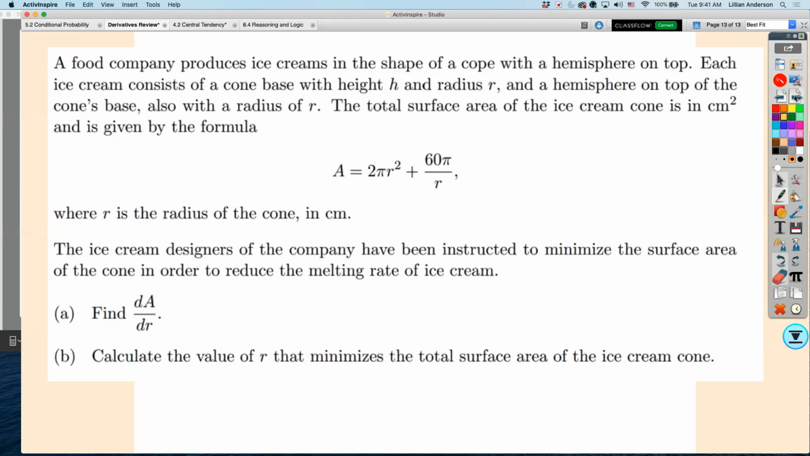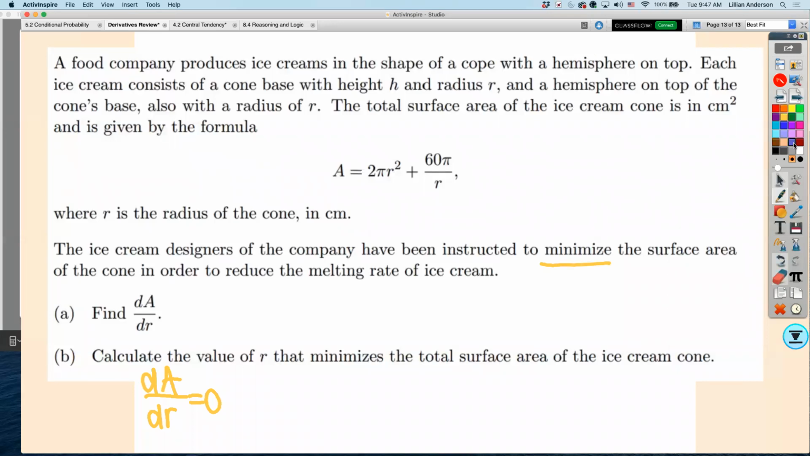The ice cream designers of the company have been instructed to minimize the surface area of the cone in order to reduce the melting rate of the ice cream. This is an optimization problem. I'm minimizing surface area. This formula they gave me was the equation for area. So of course they're going to ask me to find dA over dr, AKA the what? Derivative. And in part B, it asked me to calculate the value of r that minimizes the total surface area, which means I'm going to have to do what in part B? Set the derivative equal to 0 and find which one gives me the minimum. Do this problem in its entirety.